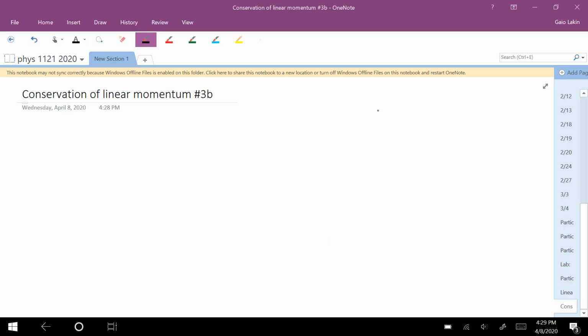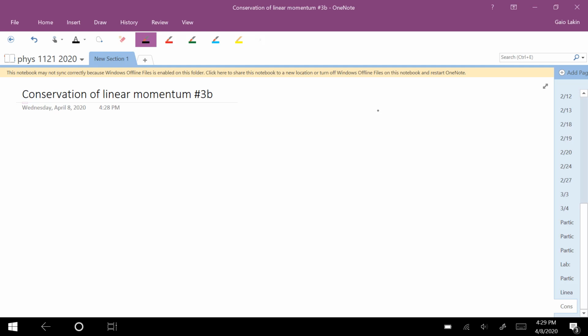Okay, this is a solution to part B of number 3. Part A is a plastic or inelastic collision where they stick together. That's the easier one mathematically. Part B is elastic, they bounce apart, so we have to go through that.